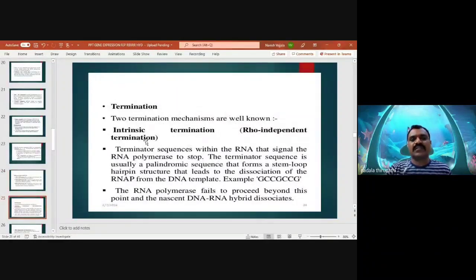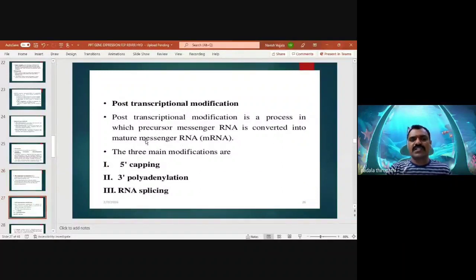After the transcription or termination process, post-transcriptional modification also takes place. In this process, precursor messenger RNA is converted into mature messenger RNA, that is mRNA. It is formed after the transcription process. This post-transcriptional modification has 3 steps or stages. One is 5' capping, the second is 3' polyadenylation, and the third is RNA splicing.